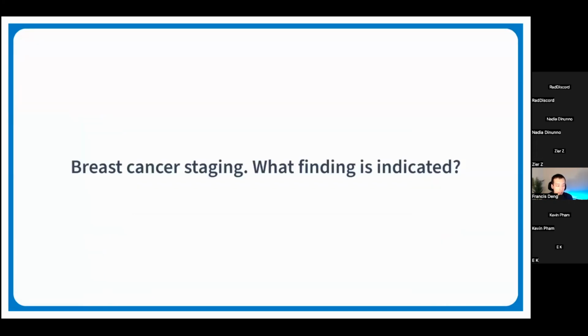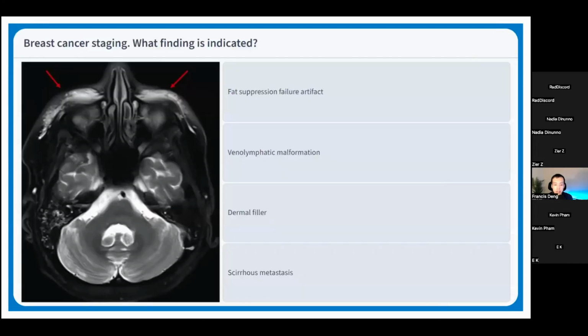Okay, we're getting close to the end here. Fewer than 3 cases left. Okay. This patient has breast cancer and they're undergoing a staging study, including MRI brain to evaluate for metastases. What finding is indicated by the arrows here?